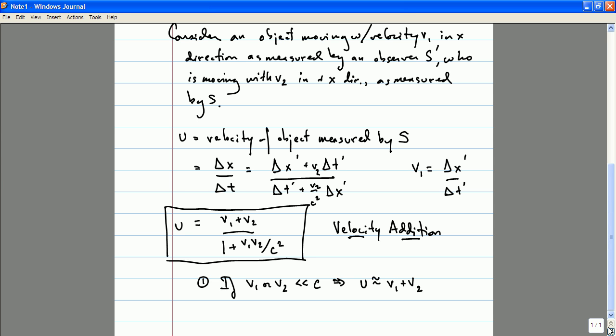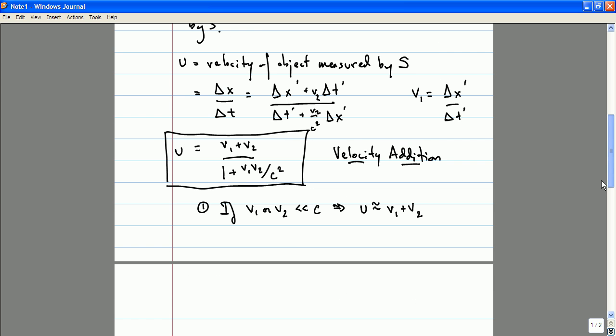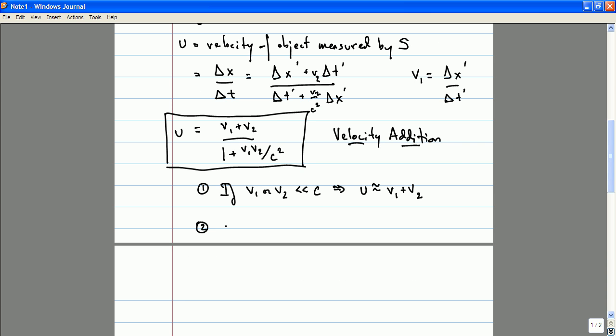Okay. The second comment that I would like to make is that this formula is symmetric in the interchange of v1 and v2. So remember that v1 is the velocity of the object as measured by you in frame S prime. v2 is the velocity of you relative to me. But I could always interchange the role of the frame S prime and the object. And that tells me that that formula should be symmetric if I interchanged v1 and v2. And indeed, looking at this formula, you can see that if you switched v1 and v2, you would just get the same answer again.